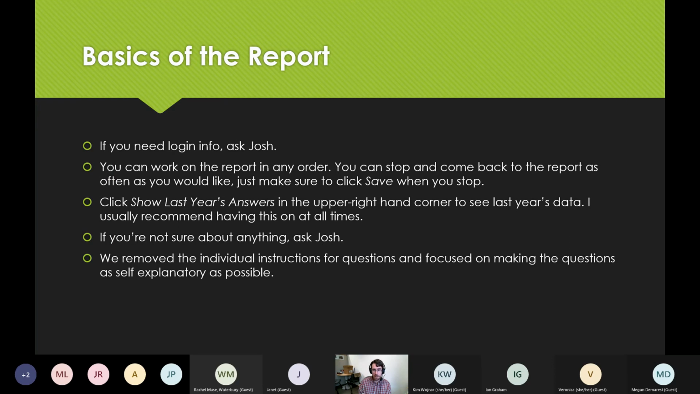Okay, so these are a couple of important things to remember about the report in general. First off, this says, if you need login information, ask Josh, and that's totally true. I've sent login information to what I had for contacts for everybody with an email, but if you didn't get it or you lose it, get in touch with me and I can tell you what it is. It's the same as last year. The logins don't change.